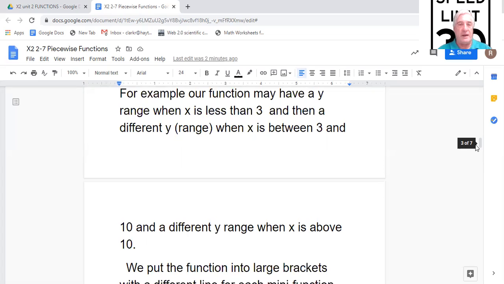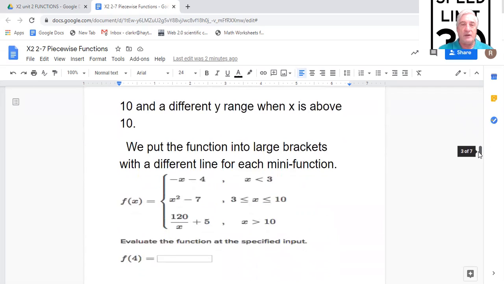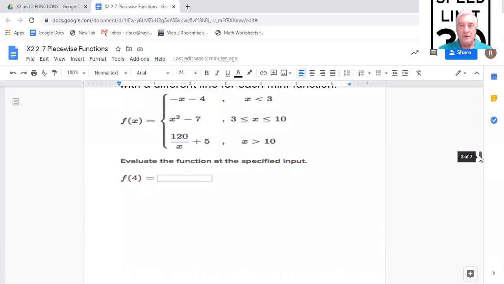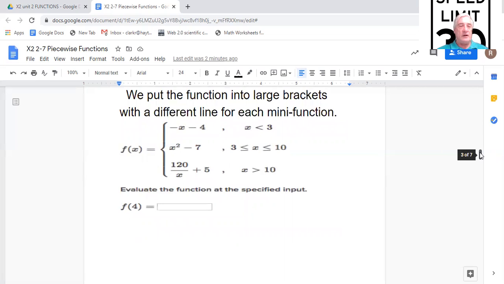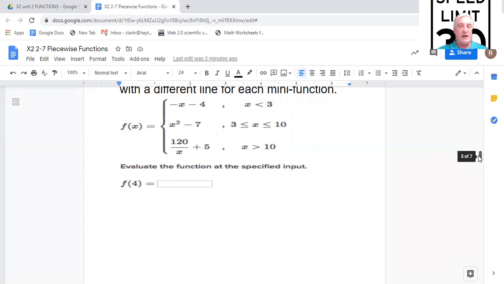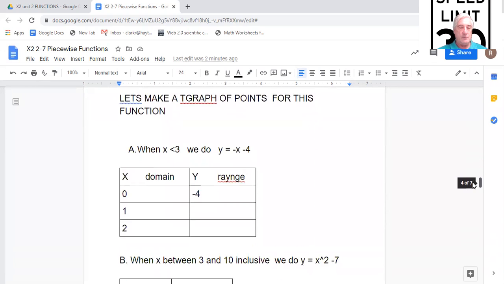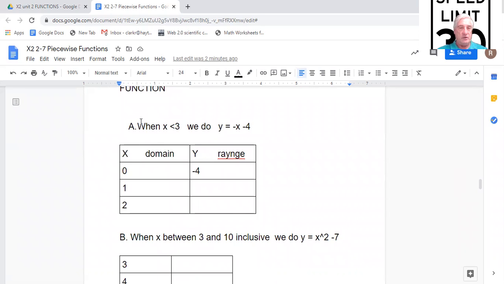For example, our function may have a y range when x is less than 3, and then a different y range when x is between 3 and 10, and a different y range again when x is above 10. We will put my sample function into large brackets to indicate that it's one function. F of x, or y, is over here. My 3 functions are here. Now I'm actually going to construct a t-graph with x, y points in there. And I've separated the 3 functions. Here's function A, B, C will be down the screen.